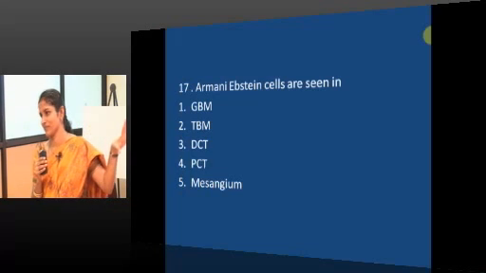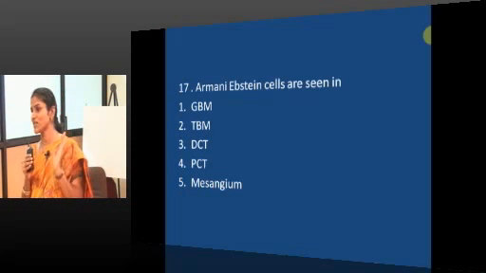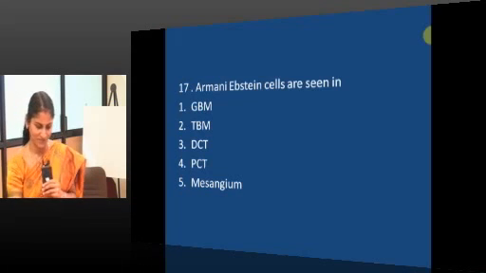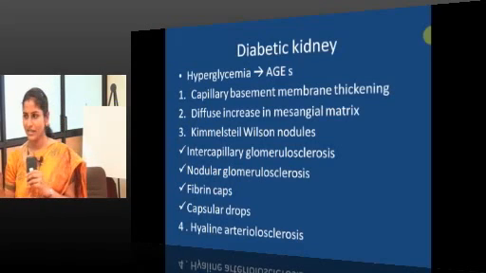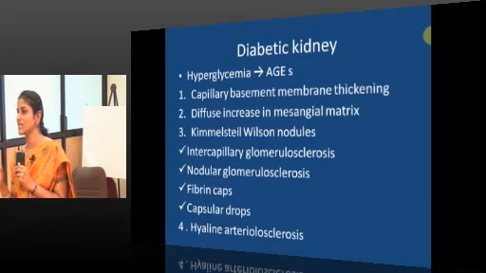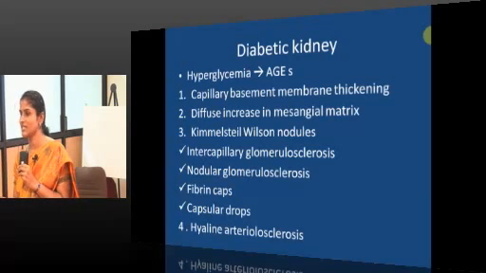Forget about the location. In which pathology will you get to see these Armanni-Ebstein cells? They are due to accumulation of glycogen. Now, in which condition will you have deposition of glycogen in the renal tubular epithelial cells? When the sugar level in the blood is high: diabetes. So, in diabetic kidney, hyperglycemia will result in the formation of advanced glycation end products. That is the cause for most of its complications.